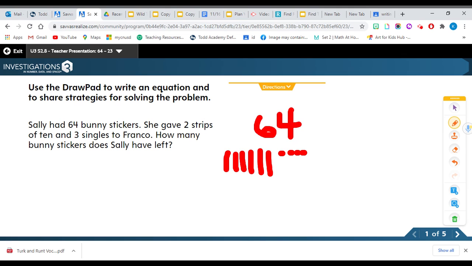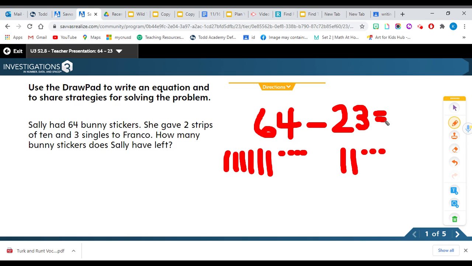Now she gives some away. When we give some away, our number tends to get smaller because we're subtracting. We gave it away. We have less. So we do a minus sign. Now she gave away 2 strips of 10 and 3 singles: 10, 20, 21, 22, 23. So here is the problem we are working with: 64 minus 23. And we need to solve it and figure out how much it's going to equal.